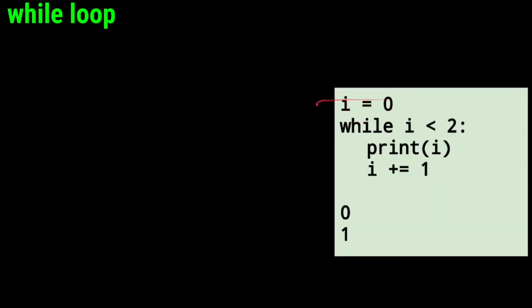The syntax here is you have to declare some counting variable first. In this case, it's i. So you set i equal to 0.